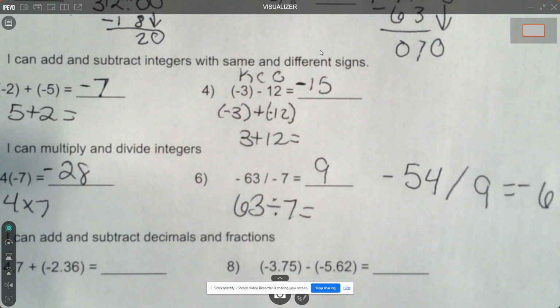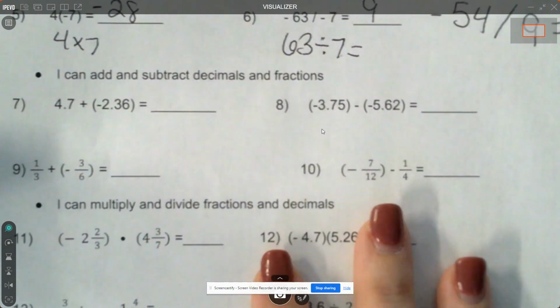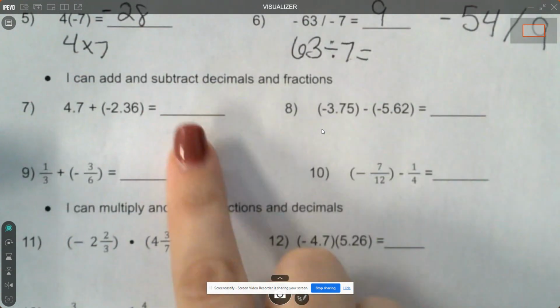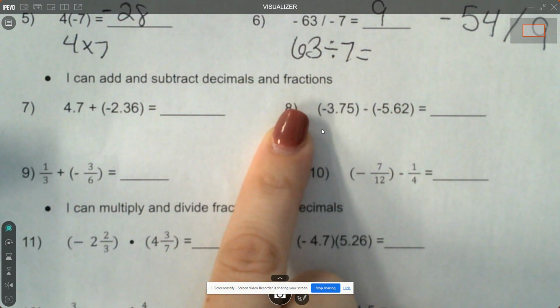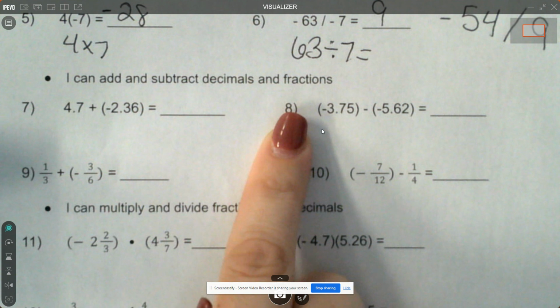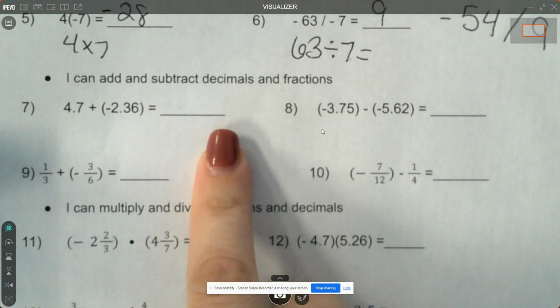So, let's look at decimals and fractions. This was the other part that we did. We added and subtracted decimals and fractions. You use the same rules. If you're adding and subtracting, same sign you add, different sign you subtract. And that's what we're doing here.